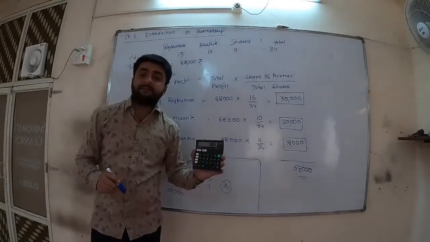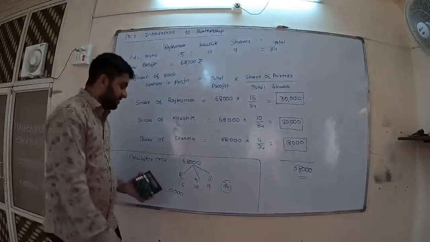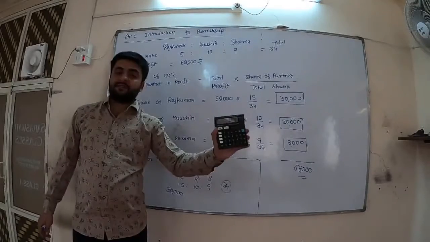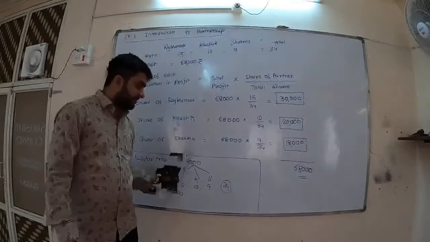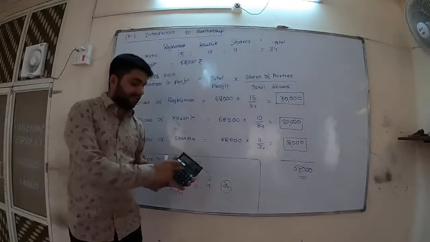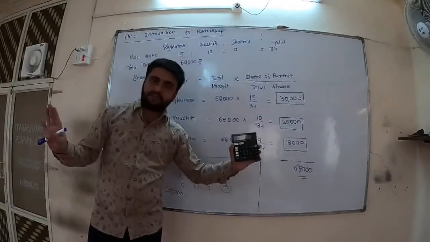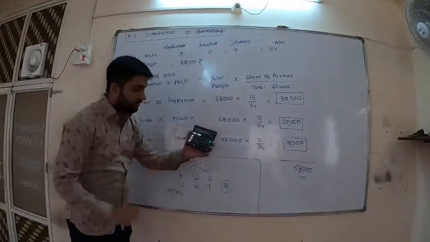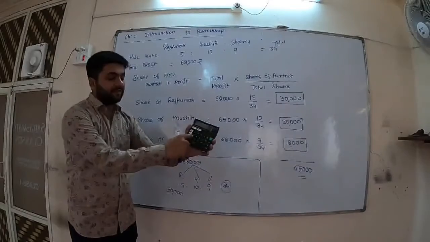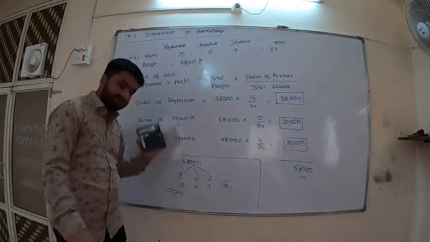One more time I will repeat for those who have not done this thing. Take your calculators in your hand. Write 68,000, I have written. Start with the total profit. Then total share. Divide 34. Don't press equal to button. We don't need that button. Divide 34. I have done divide 34. Multiply with first share, that is 15, and press equals to button.